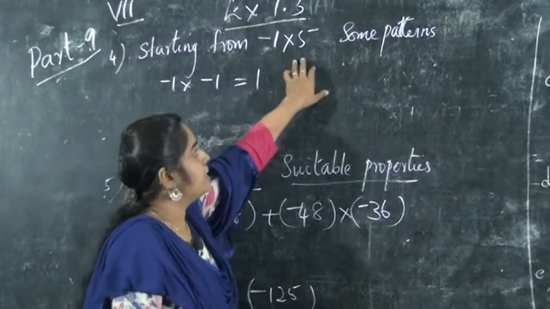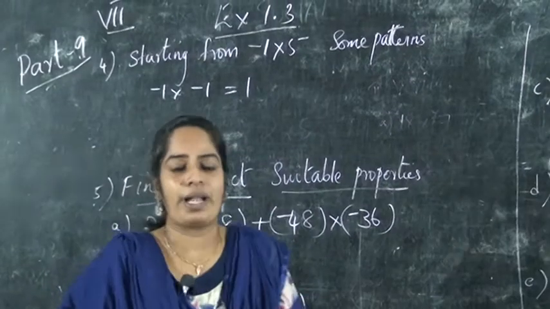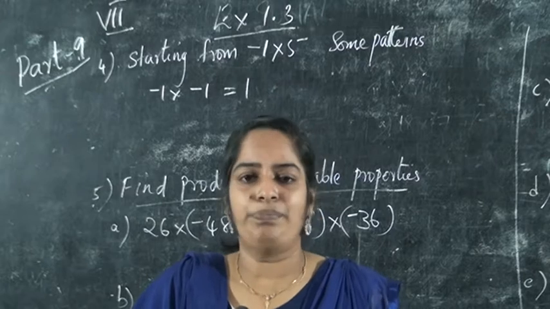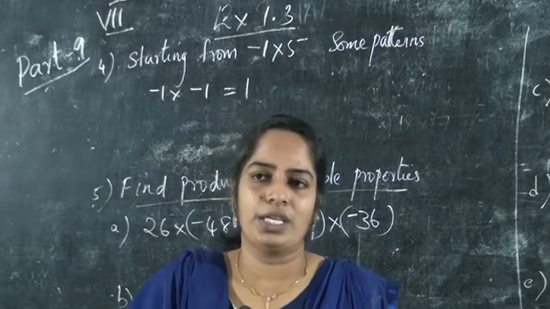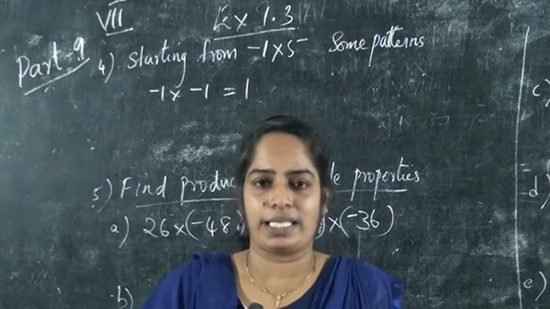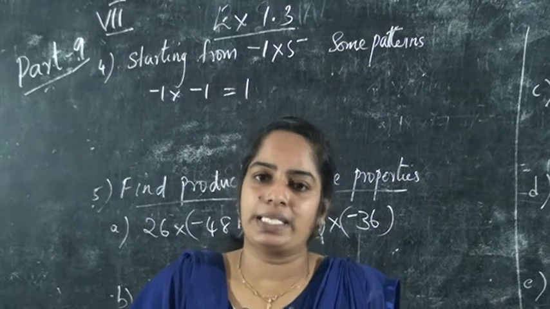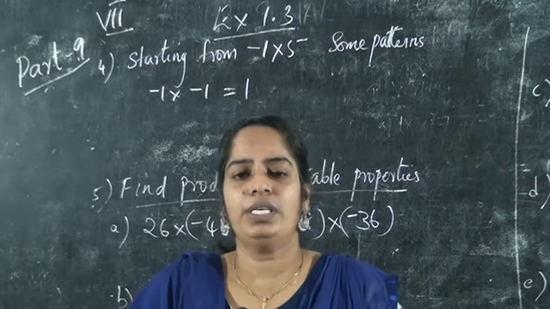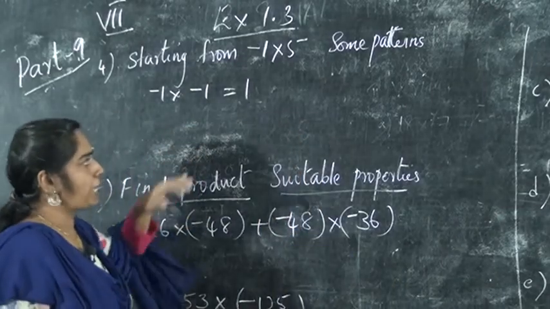-1 into 5, some patterns, you want to write up to -1 into -1 is equal to 1. They asked you to write some patterns. So you all know how to write patterns. We studied 2 plus 1, 3 plus 1, like that. We used to write patterns in the lower classes. 2 plus 1 is equal to 3. Again 3 plus 1 is equal to 4. Like that we used to write some patterns. Here also we can make some patterns.